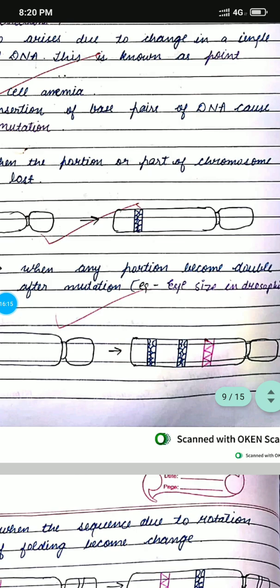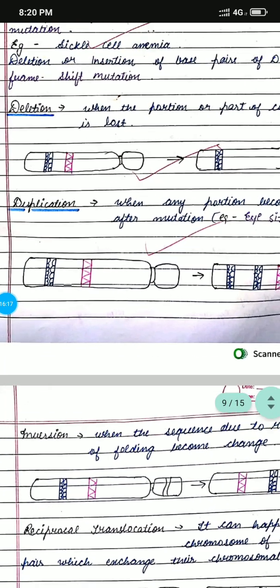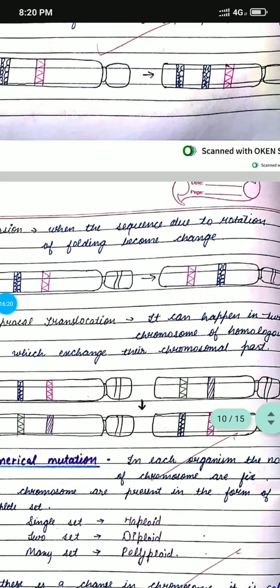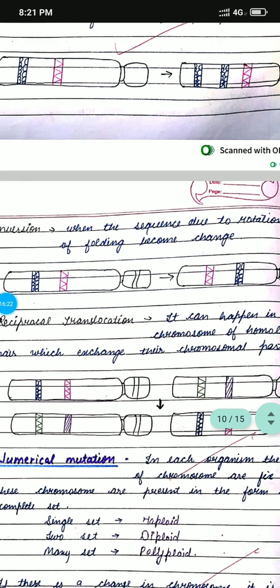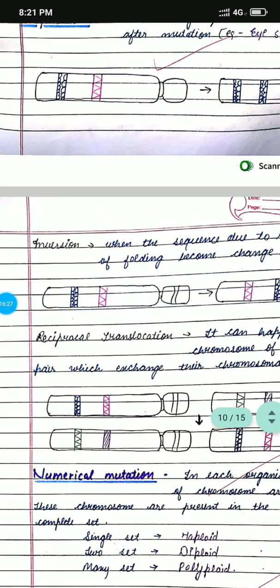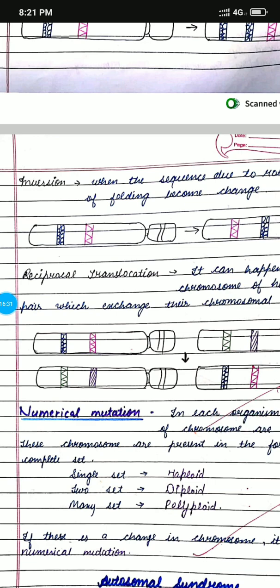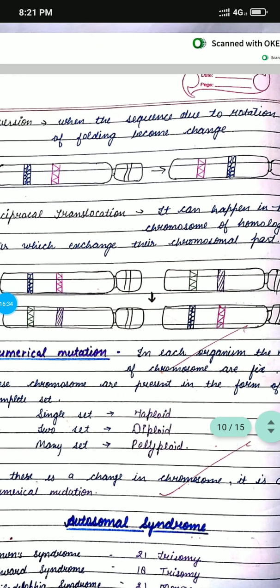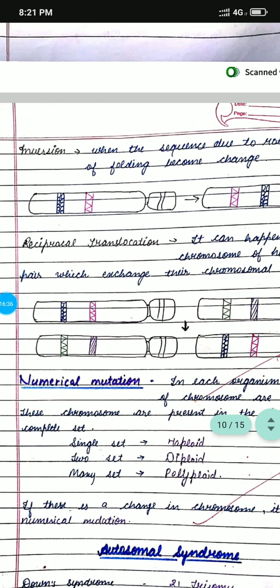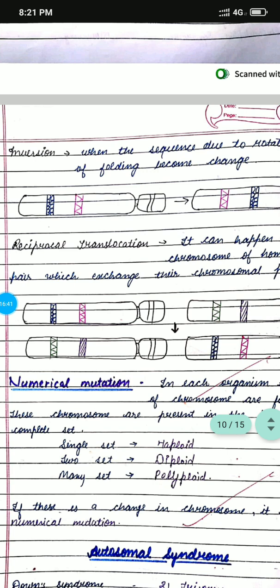So what is duplication? When any portion becomes double after mutation, like eye size in Drosophila. The two parts are there, the blue one becomes double. Now, inversion. When the sequence changes due to rotation or folding, hence the sequence is changed. The pink one was in the front, now the blue one is in the front. And the last one is reciprocal translocation.